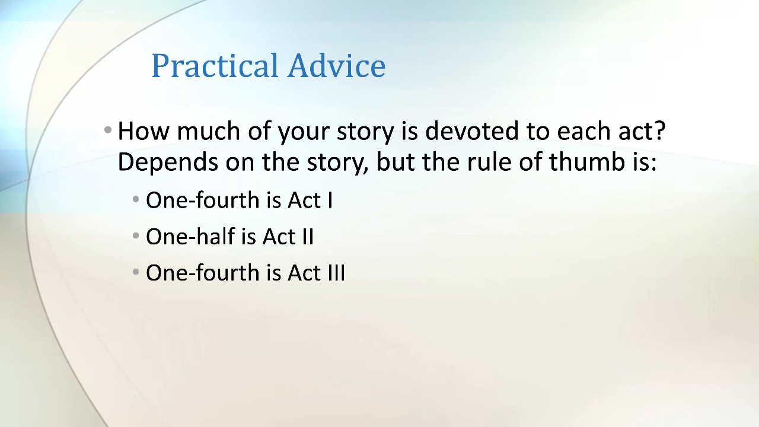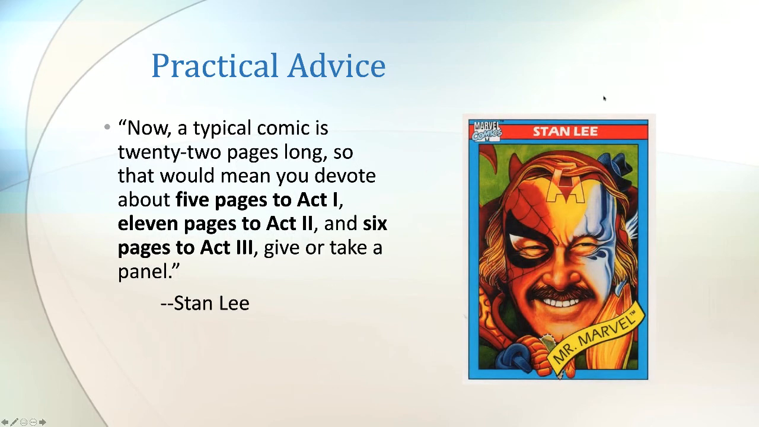So about 1/4 of your story is Act One, about 1/2 is Act Two, and about 1/4 is Act Three. But those are just rules of thumb, right? And all this information came from a book by Stan Lee called How to Write Comics. So if you have a 22-page comic, about 5 pages is Act 1, about 11 pages is Act 2, and about 6 pages is Act 3, give or take a panel. That's a quote from Stan Lee.